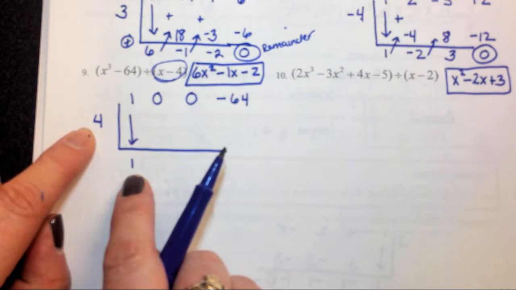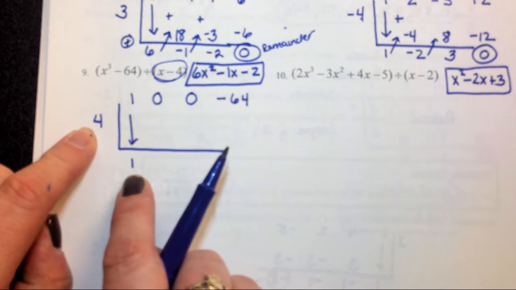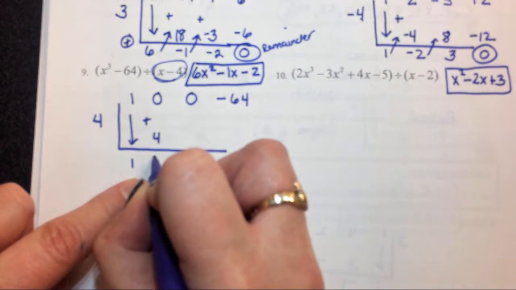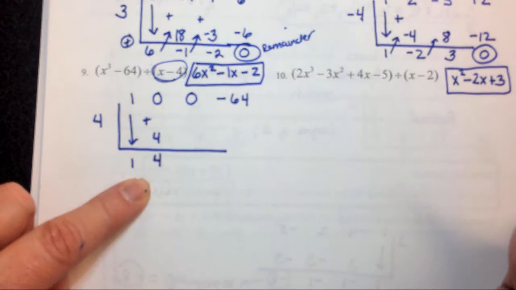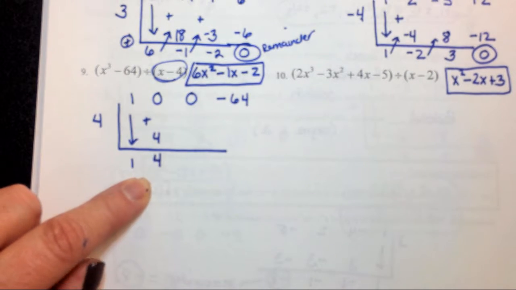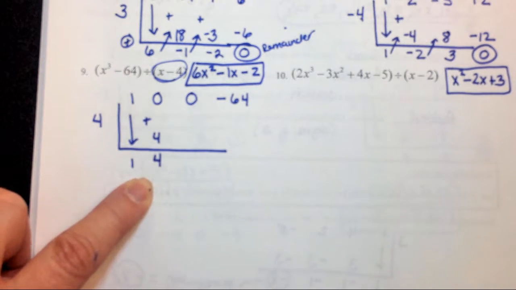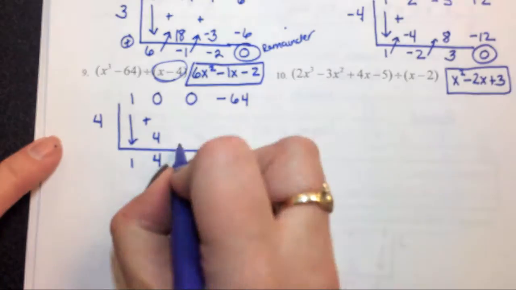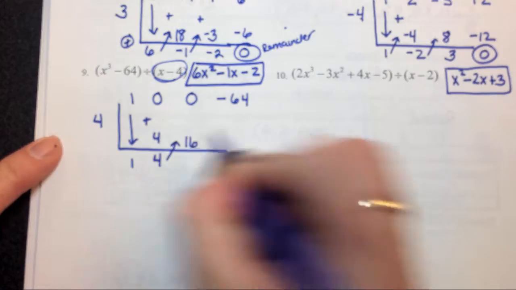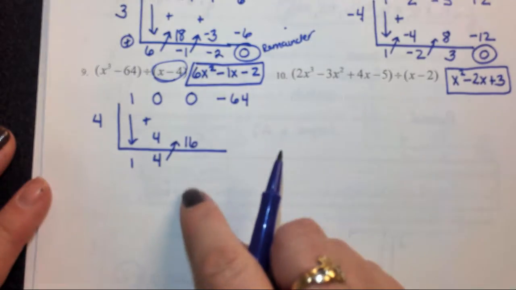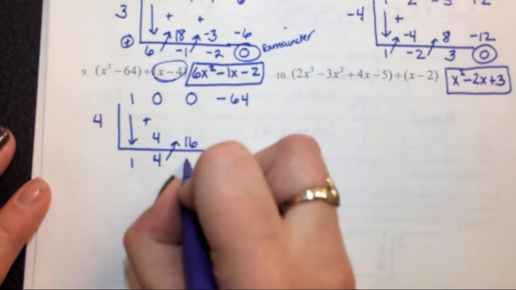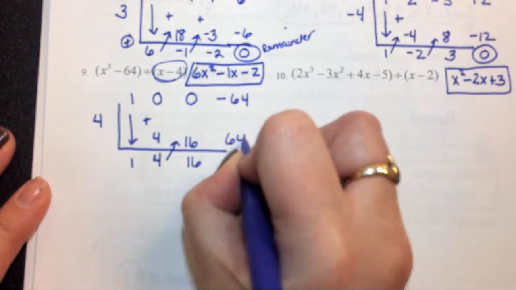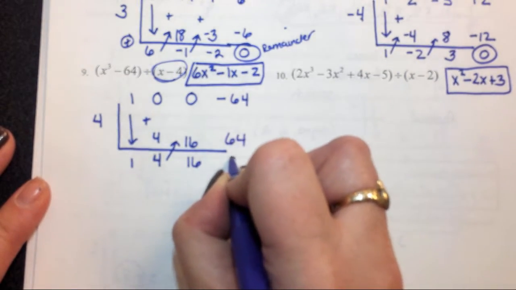We multiply. What's 4 times 1? 4 times 1 is 4. So 0 plus 4 is 4. So now multiply. What's 4 times 4? 4 times 4 is 16. So again, I'm going to bring that up, place it underneath my second 0. So what's 0 plus 16? 16. 4 times 16 is 64. And negative 64 plus 64 is a 0.